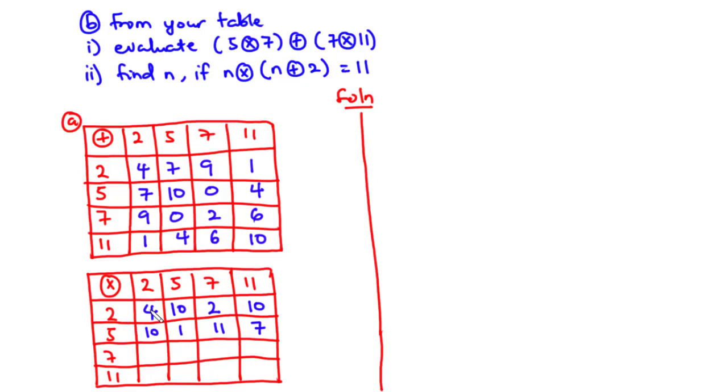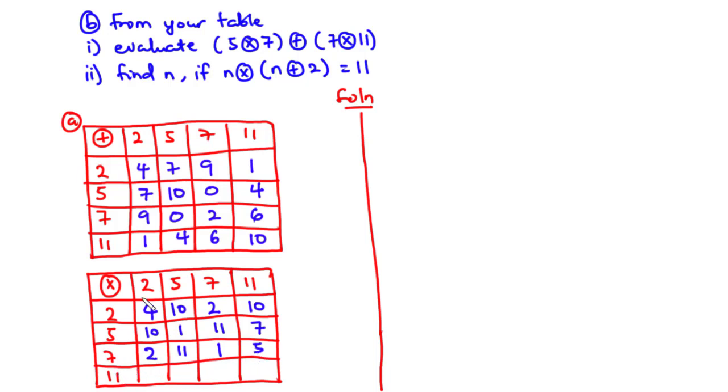7 times 2 is the same as 2 times 7, which is 2. 7 times 5 is the same as 5 times 7, which is 11. 7 times 7 is 49 divided by 12 is 4 remainder 1. So we have 1. 7 times 11 is 77 divided by 12. 12 times 5 is 60. 12 times 6 is 72. So 77 minus 72 is 5. So we have remainder 5.